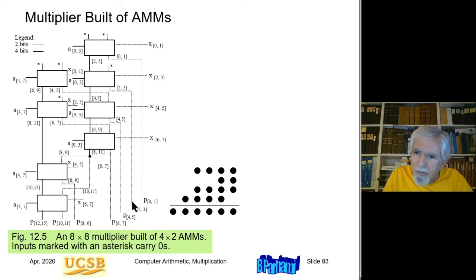So 2 bits plus 2 bits plus 2 bits plus 2 bits. So this is the lower 8 bits. 2 bits here, and then 6 bits here. So that's 16 bits altogether.